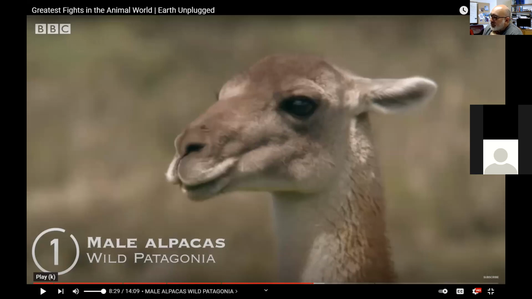And so they don't have the same kind of weaponry that the bison have, that is, the big heavy heads and the horns. But as you'll see, they are also able to inflict pretty nasty damage on each other. And again, this species also has a similar system.